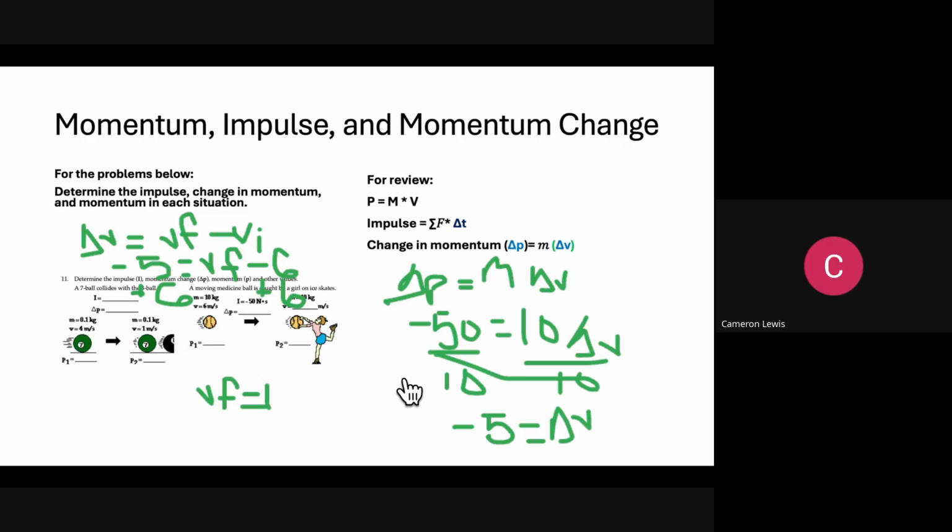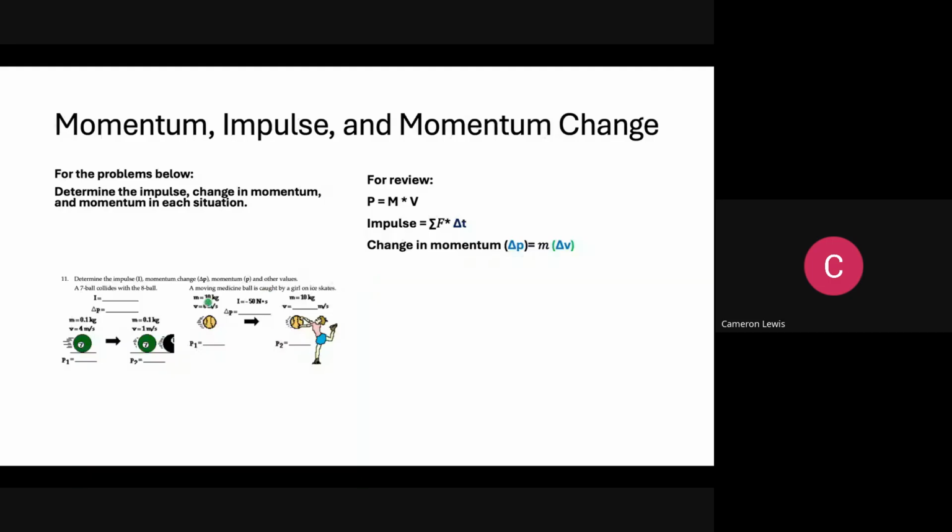Now, let's go back. Does that make sense? For this to be 1, this is 6, and my change in velocity was negative 5. Don't do too much math. Just look at it, right? Did my velocity change by negative 5 if this is 6 and this is 1? Yeah. Okay, so that makes sense.